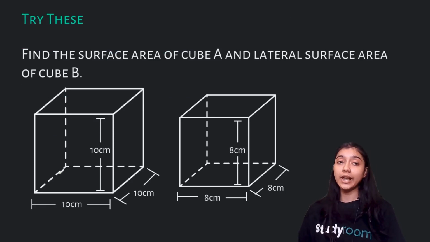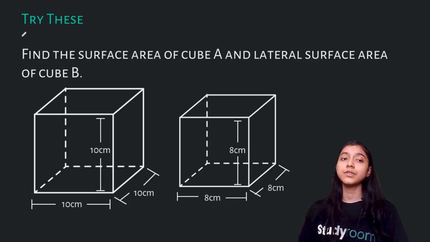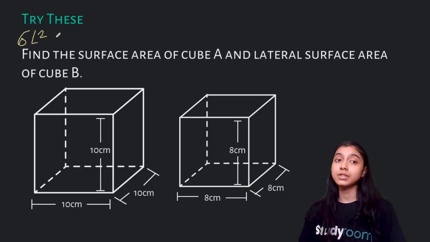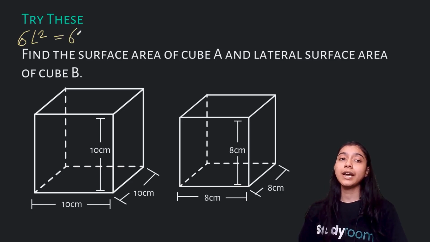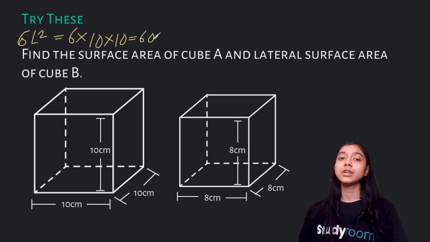So in cube A, where each edge is 10 centimeters, we have to calculate the total surface area. The formula for total surface area of the cube was 6 times L square, where L was the length of each side of the cube. So over here we'll have 6 times the length of each side of this cube A, which is 10 centimeters. So I'll be multiplying 10 into 10. So this gives us 600 centimeter square as the total surface area of this cube A.